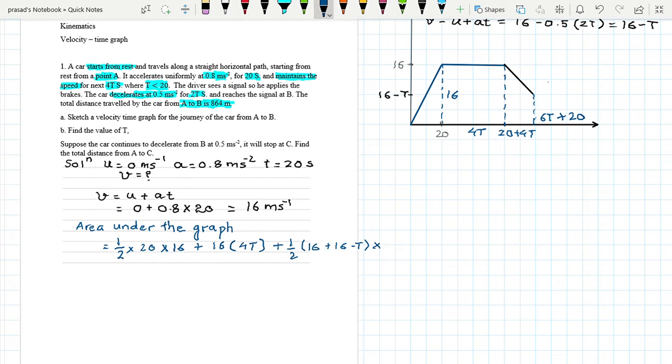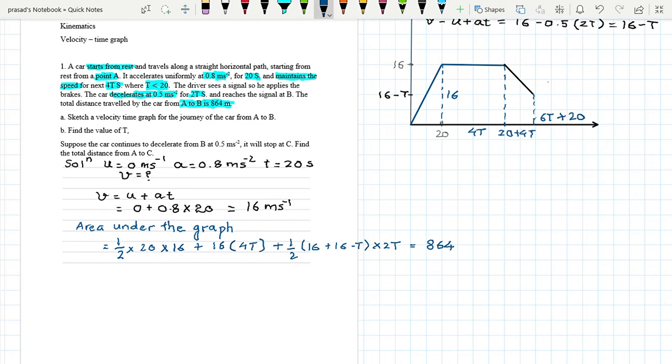the height of the trapezium, and the height of the trapezium will be 2t. And this total area is same as the distance traveled by the car up till the point B, and that is 864 meters given to you.